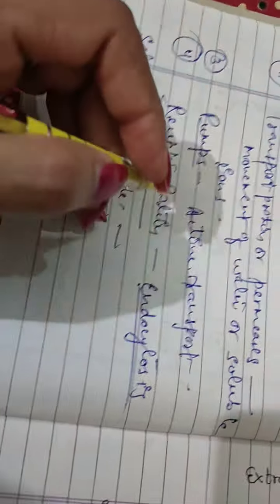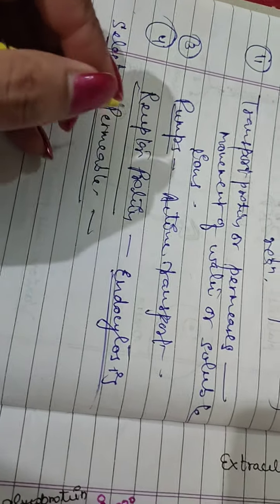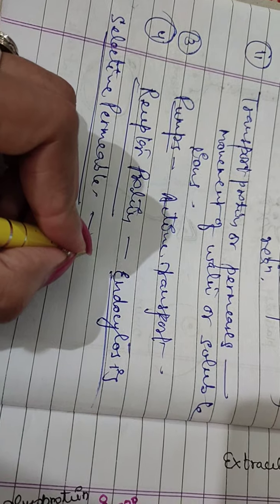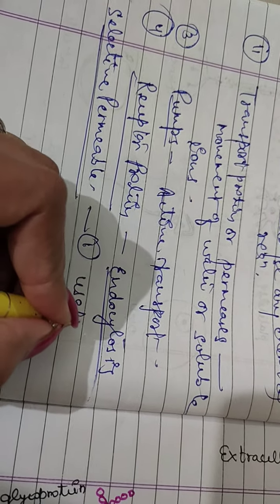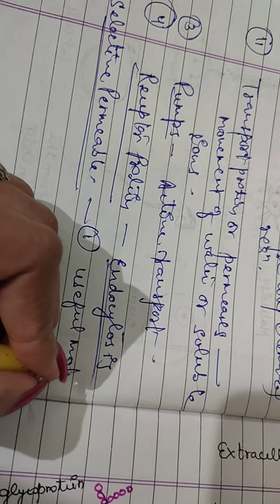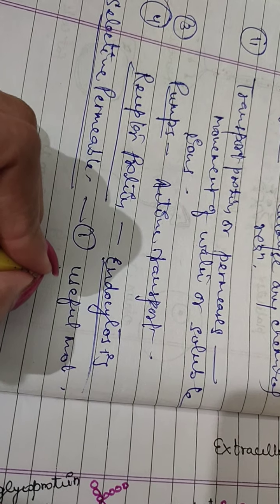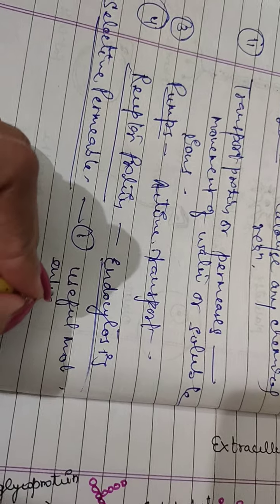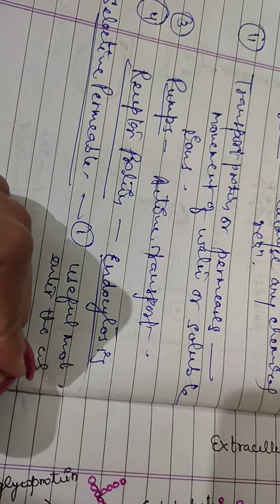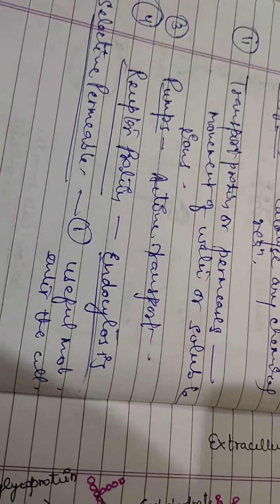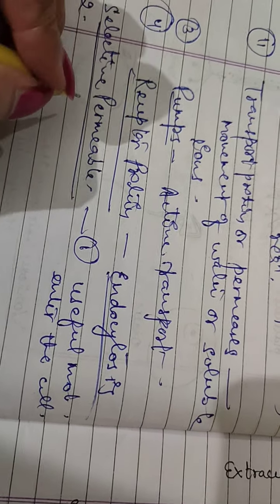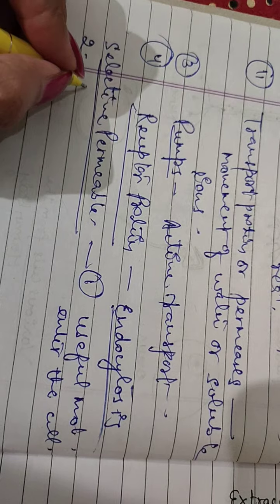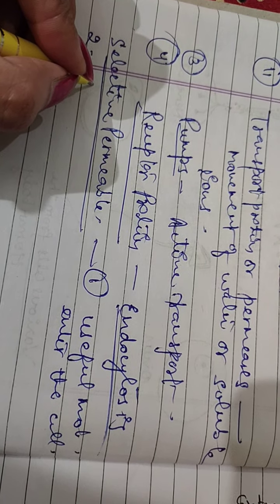So, selective permeability of the plasma membrane ensures that only the useful molecules can enter the cell. Second, metabolic intermediates remain within the cell.